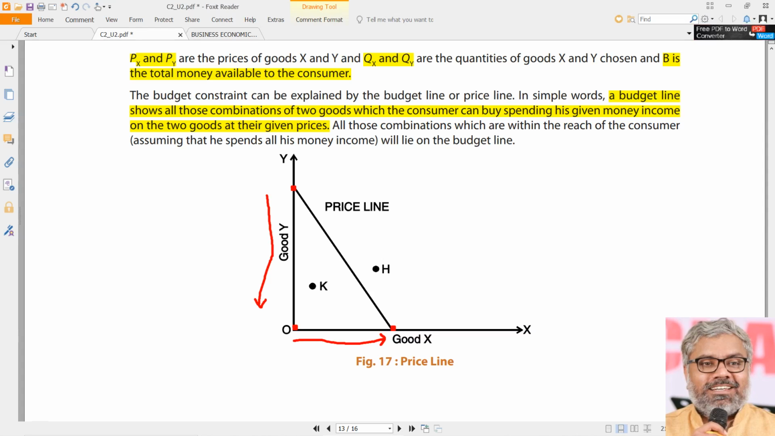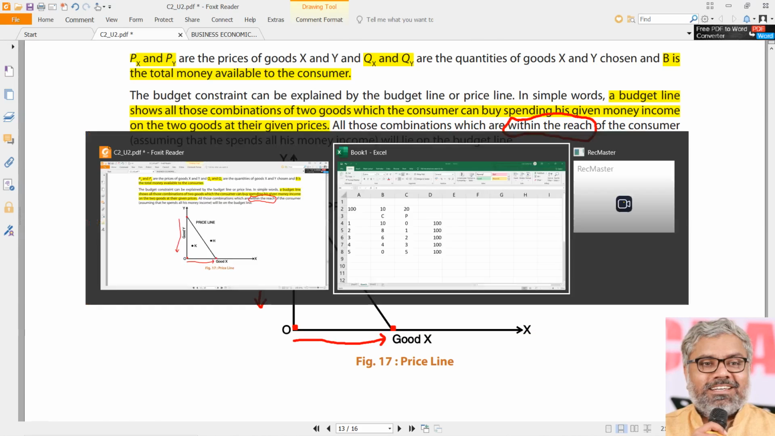That happens here. So like this, any two commodities if we observe, and whatever the combinations we draw on a graph, different combinations of goods is what we are drawing on a graph. That's what gives us this price line or budget line. These are all the combinations of the goods which are within the reach of the consumer, where the consumer can afford to spend on any of these combinations. All those combinations will lie on this price line or budget line. Okay, so that's how it looks like.